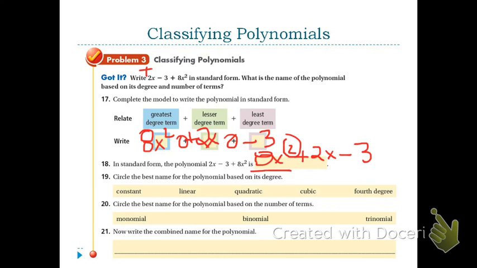Quadratic. Yeah, it's called a quadratic. So circle quadratic. Now, how many terms are there? 3. 3 terms. So would you call it a monomial, a binomial, or trinomial? Trinomial. Tri means 3. So the full name for this polynomial is called a quadratic trinomial.